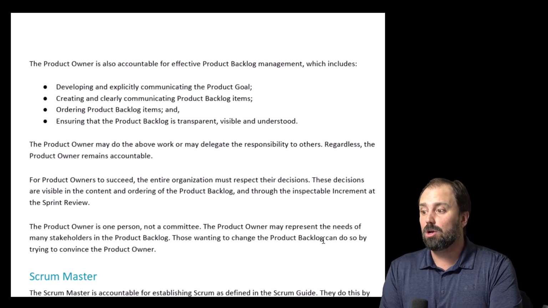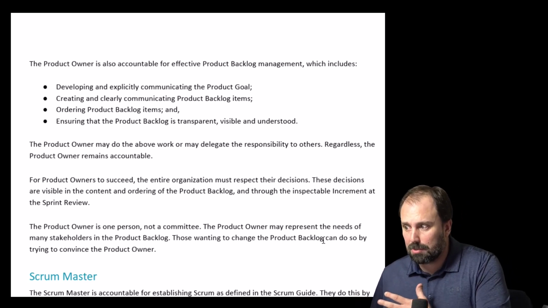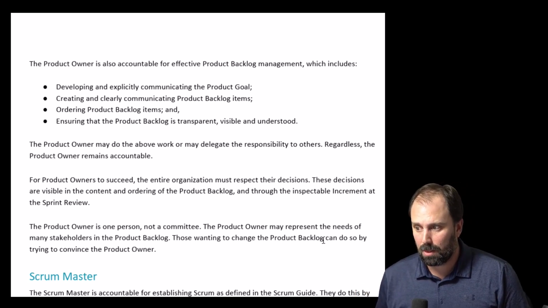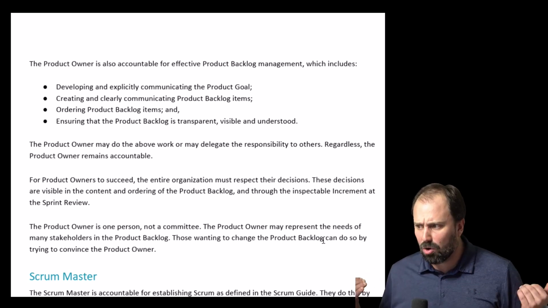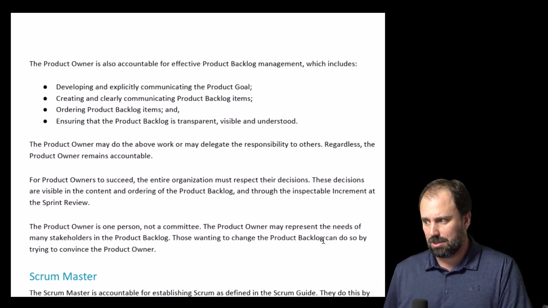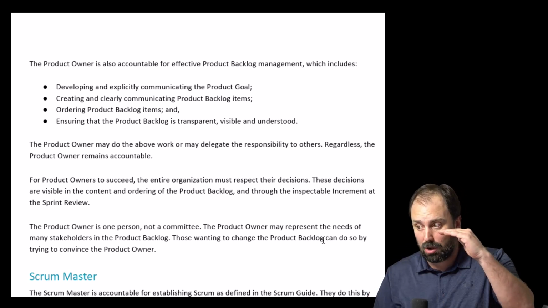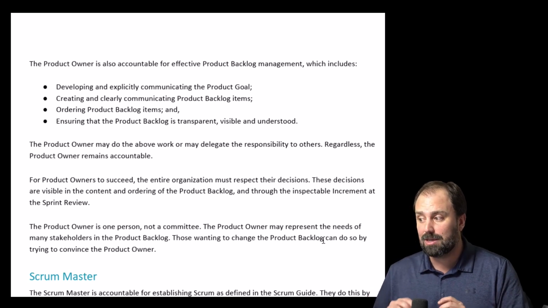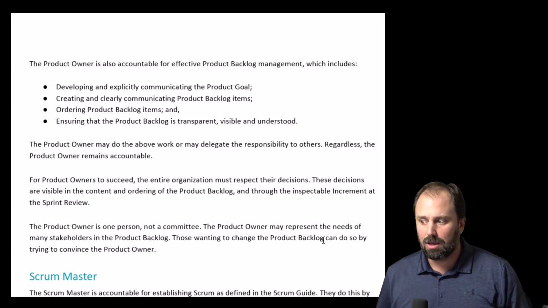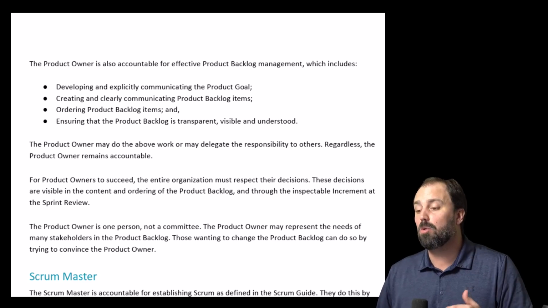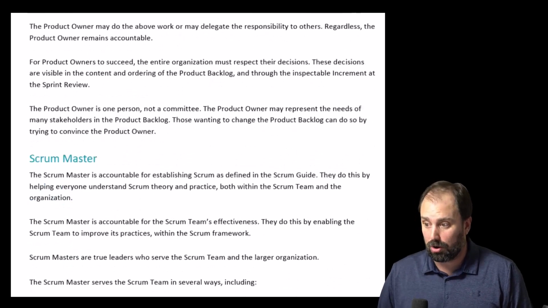The product owner may do the above work or may delegate the responsibilities to others. Regardless, the product owner remains accountable. For product owners to succeed, the entire organization must respect their decisions. These decisions are visible in the content and the ordering of the product backlog, and through the inspectable increment at the sprint review. The product owner is one person, not a committee. The product owner may represent the needs of many stakeholders in the product backlog. Those wanting to change the product backlog can do so by trying to convince the product owner.